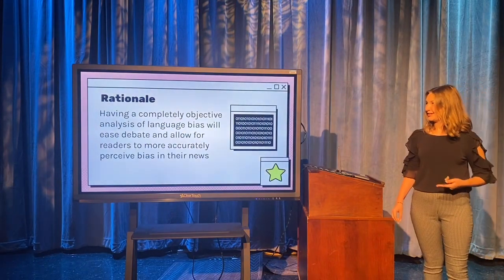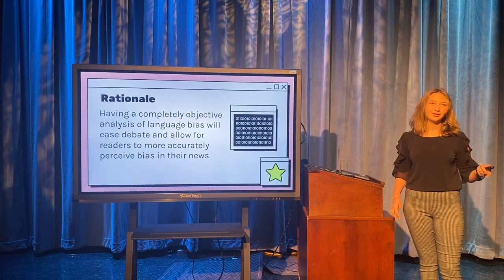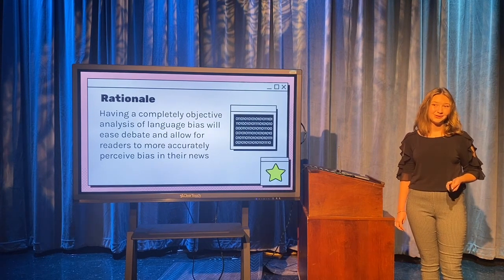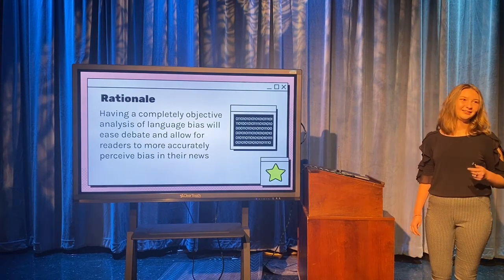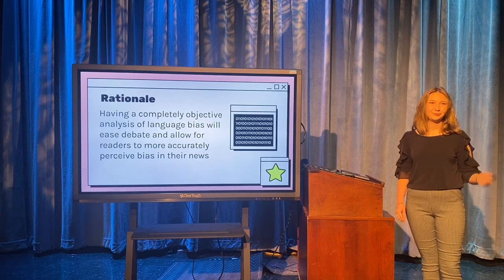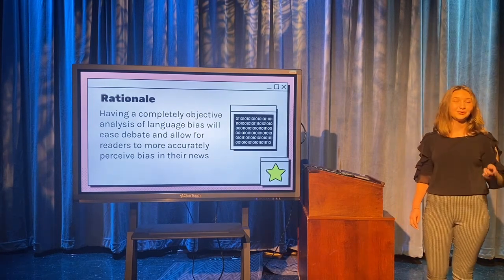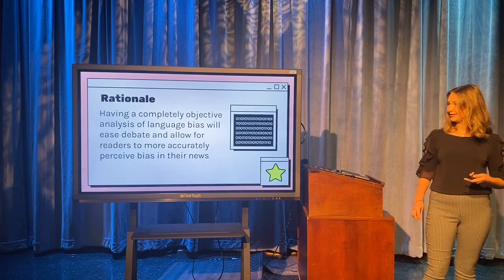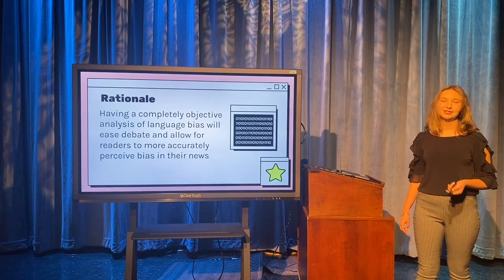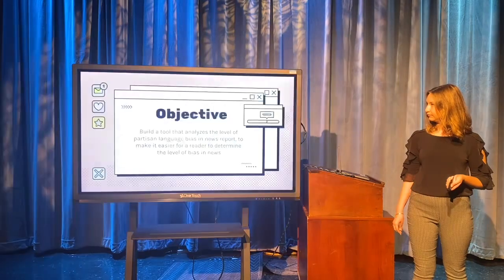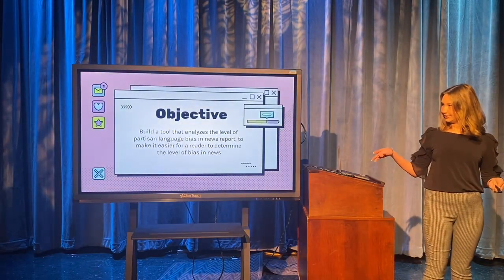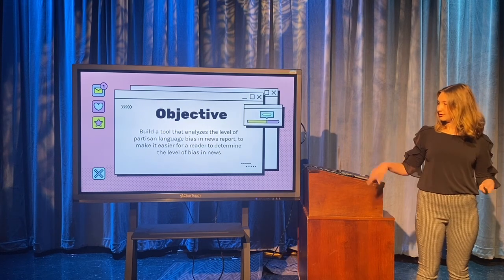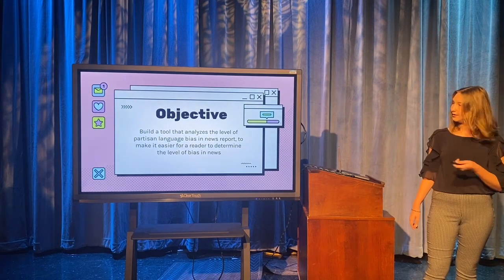So the rationale for this is I thought if people are arguing over bias, then I was raised in a cite your source kind of household. I want an objective way to measure that bias. I want to be able to come with numbers and with sources and tell you this source is biased or it is not. So the goal of this was to build a system that did that completely objectively. So my objective, I just told you, build a tool that analyzes the level of language bias in news articles so that you can determine the level of bias in news.